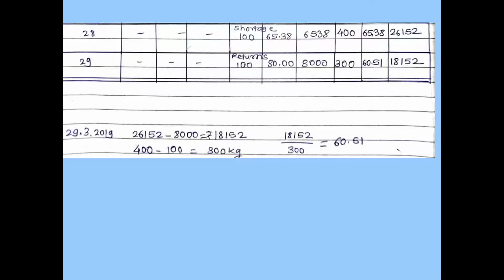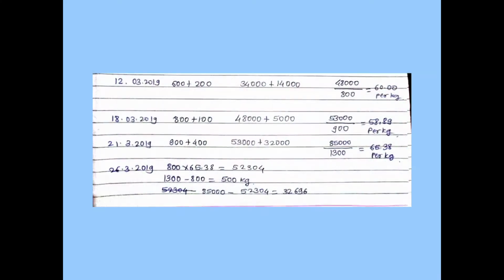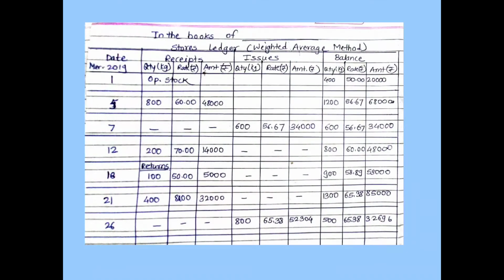Right. So in this way we have calculated the weighted average cost after every purchase, and the balance is calculated accordingly. So you have to calculate this on your own. Don't just write the question or just write the solution. You should calculate everything on your own and solve it accordingly.